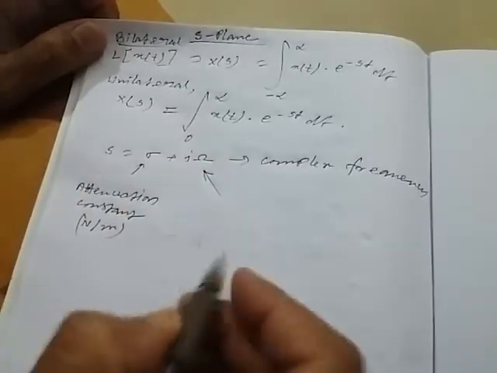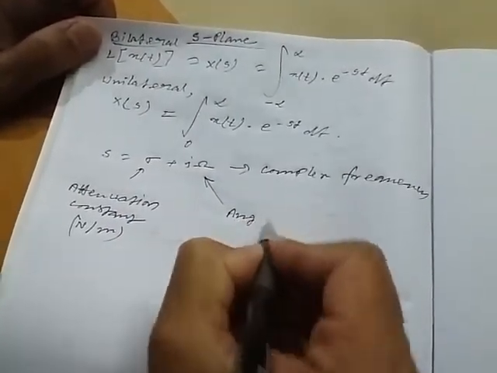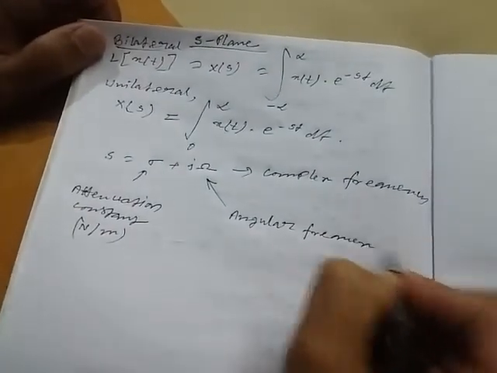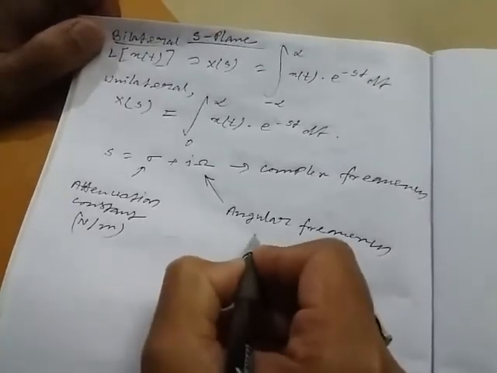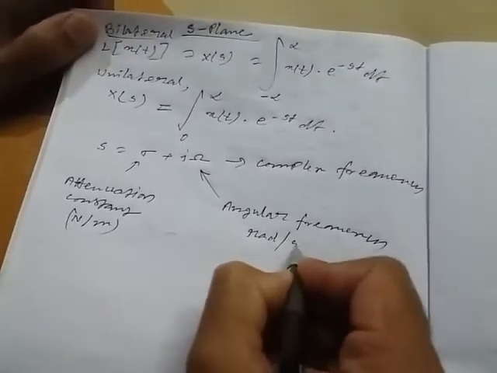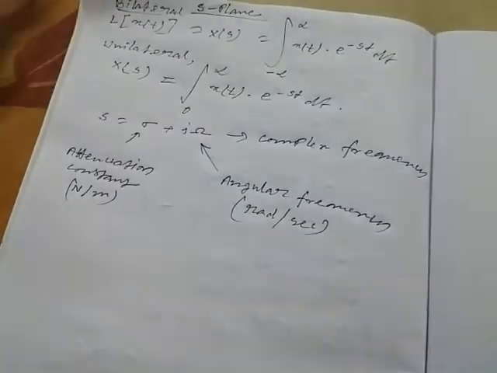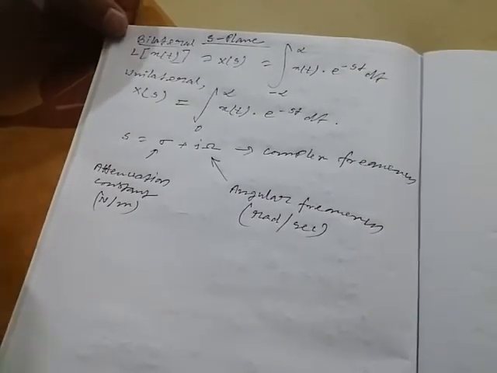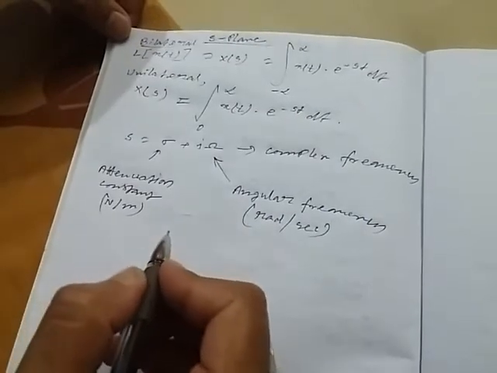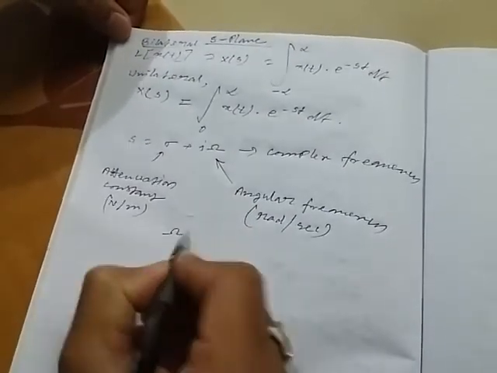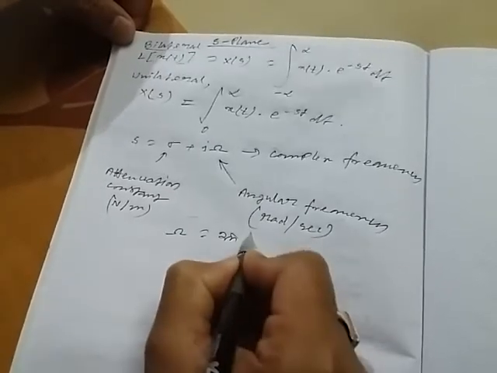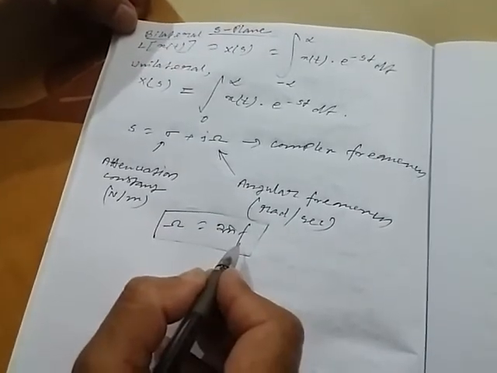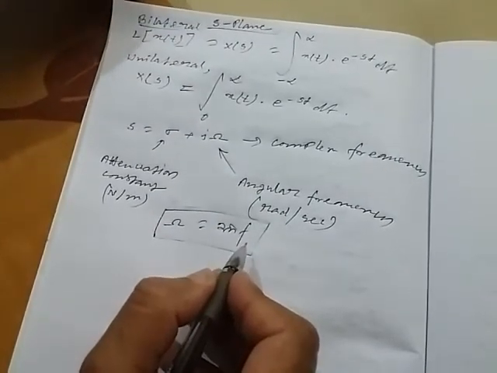And what is omega? Omega is nothing but angular frequency. The unit of angular frequency is radian per second. We know the relationship between angular frequency and normal frequency, which is expressed in hertz. Omega equals 2 pi into f. So this is the relationship between angular frequency and normal frequency f, and the unit of f is hertz.